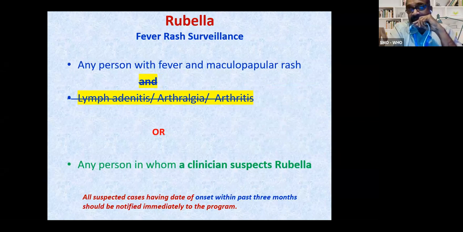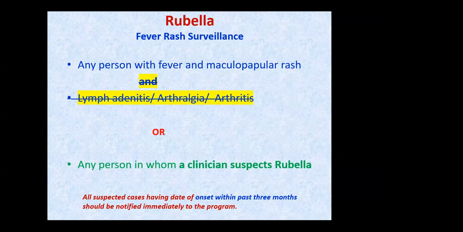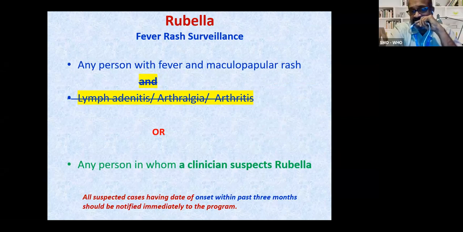And this was the criteria for rubella reporting. Again, fever with rash and lymphadenitis, arthralgia, or arthritis. Now that criteria has been taken out. Now it's only any person. So any person with fever and maculopapular rash is to be reported for fever rash surveillance. This is a major change in MR elimination surveillance.